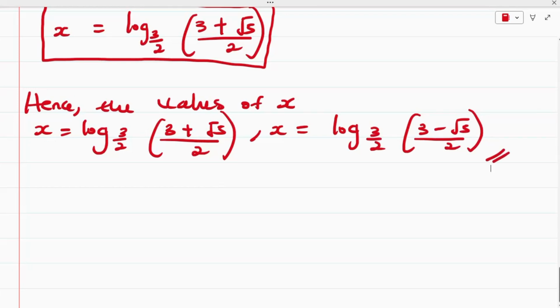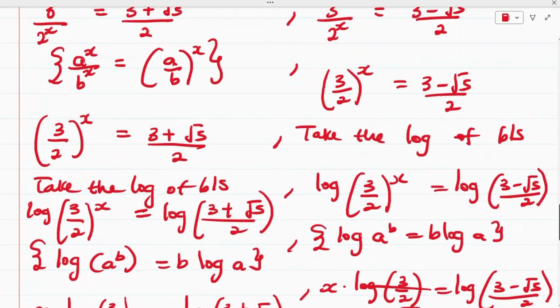So guys, this is how you can solve this nice exponential algebra problem right here.